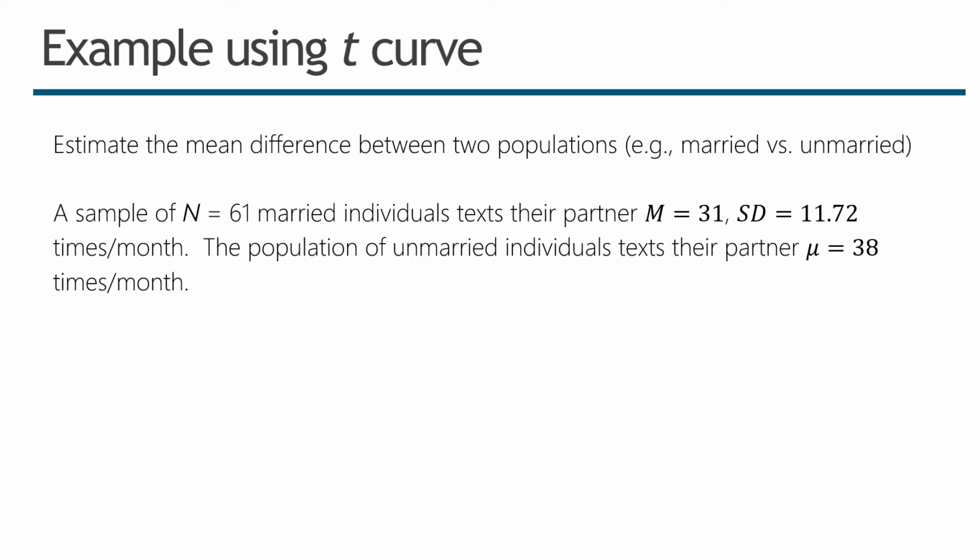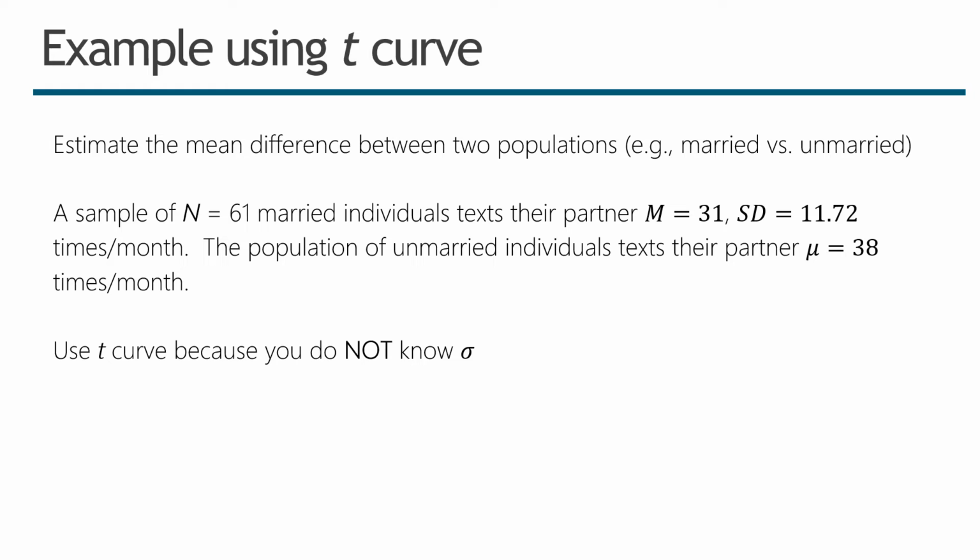In this example, we're going to use a 95% confidence interval to estimate the mean difference between two populations, specifically a married population and an unmarried population. We're going to take a sample of 61 married individuals, and we're going to find out that that sample texts their significant other on average 31 times per month, with a standard deviation of 11.72. On the other hand, the population of unmarried individuals texts their significant other on average 38 times per month.